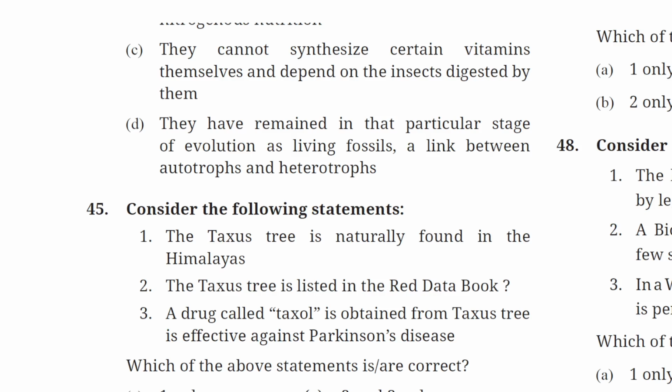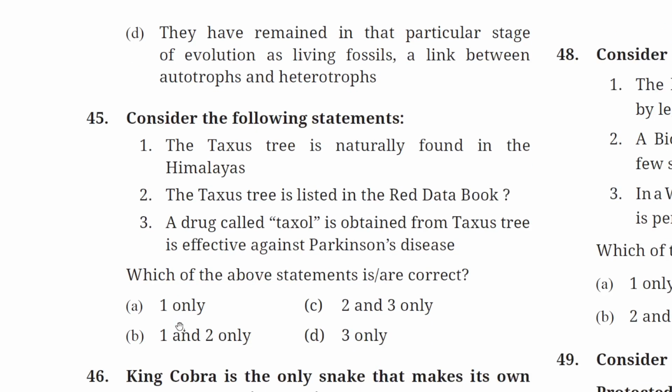Taxol is used to treat breast cancer, lung cancer, and ovarian cancer. It is also used to treat AIDS-related Kaposi sarcoma, but not Parkinson's disease. So that is a wrong statement. Answer is B, 1 and 2 only.